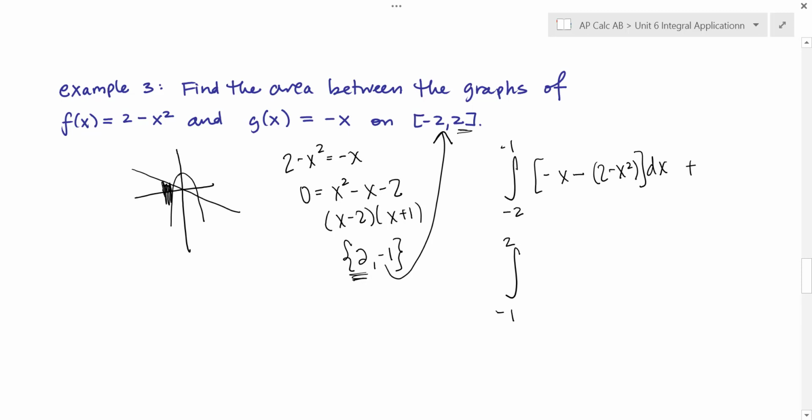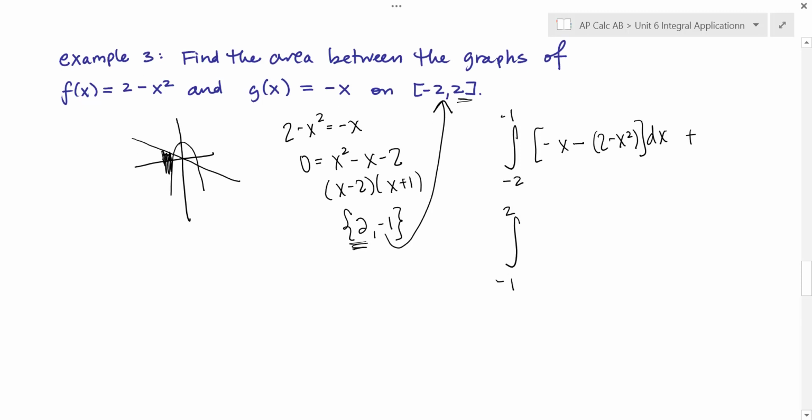To that, I'm going to be adding the second interval, which is from negative 1 to 2. And in that time, my parabola is on top. So on this interval, 2 minus x squared is on top, and I'm subtracting negative x. And once again, feel free to plug these into your calculator since we have it, and it's easier on time. Once you get that, you should get 19 over 3.